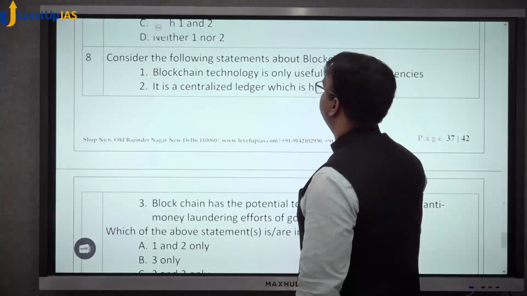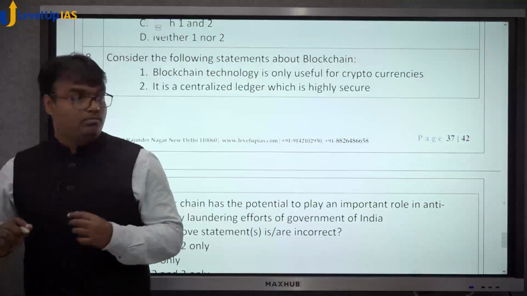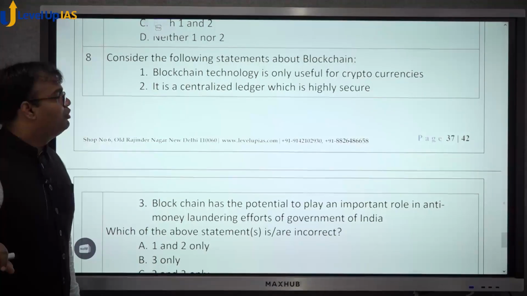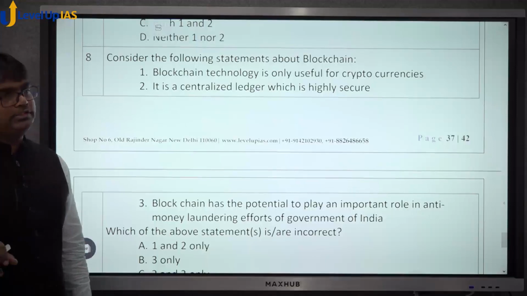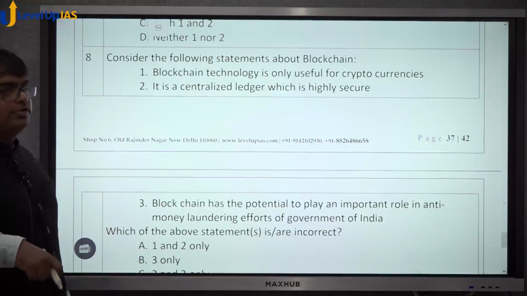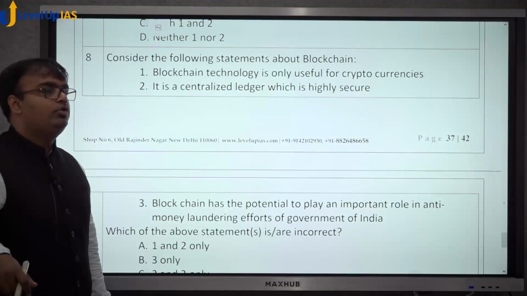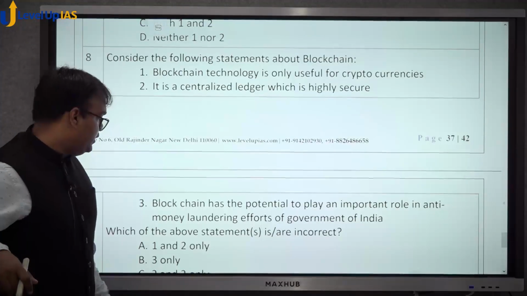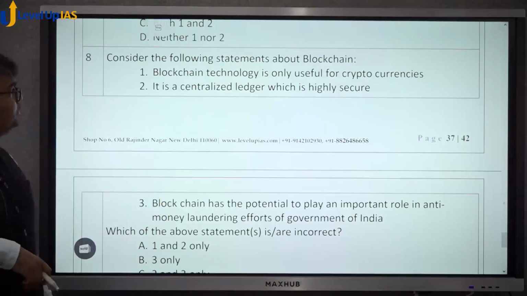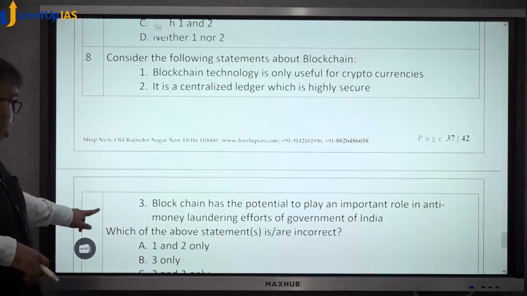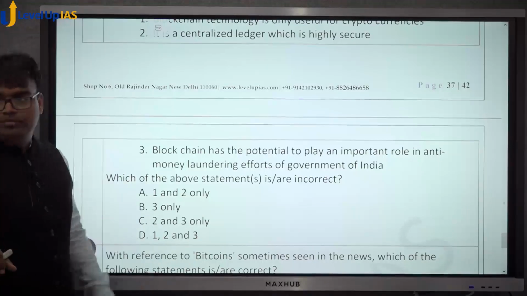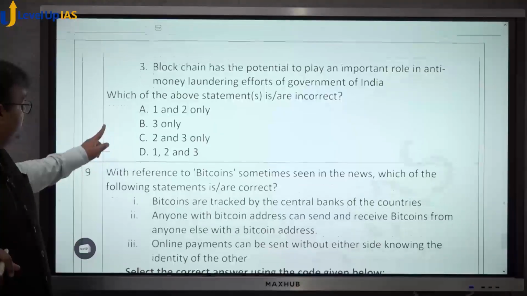Question number 8. Consider the following statements about blockchain. मयूर से शुरू करते हैं. Blockchain technology is only useful for cryptocurrencies? नहीं. Blockchain can be used in a number of areas. One is wrong. It is a centralized ledger which is highly secure. Wrong. क्यों wrong है? Decentralized है. तो 2 भी गलत है. Blockchain has the potential to play an important role in anti-money laundering efforts by government of India. Yes. So what is the answer here? A होगा. Incorrect पूछा है. Which of the following is incorrect? The answer would be A. 1 and 2 are incorrect.